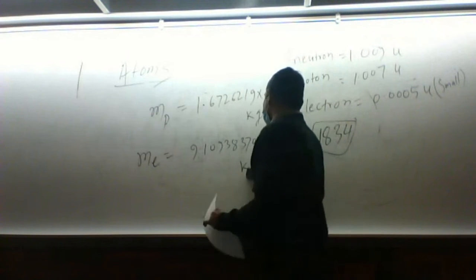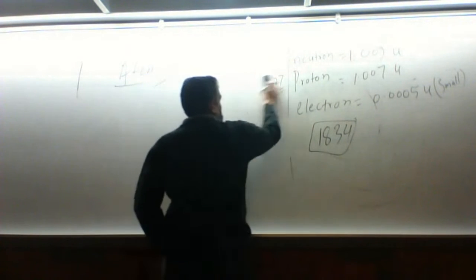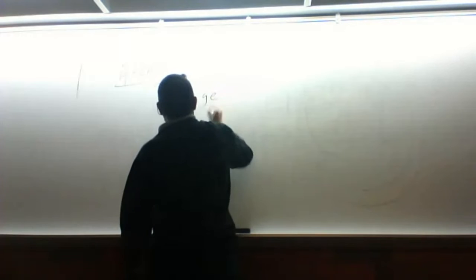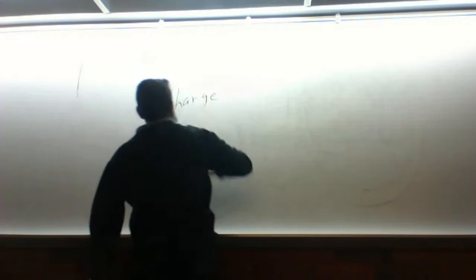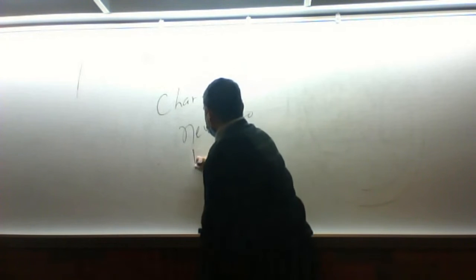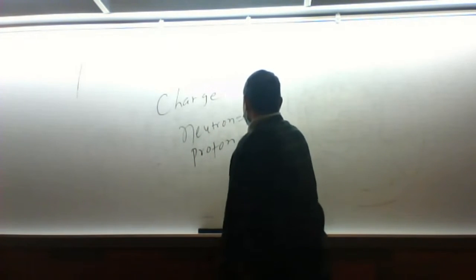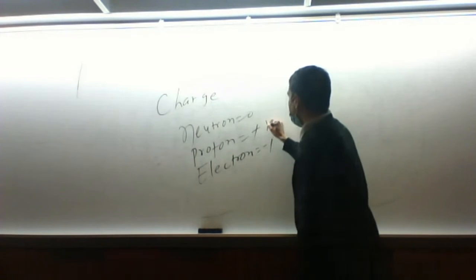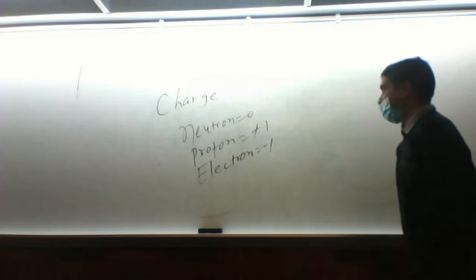Now we talk about the charge. I already talked about the charge. Charge in neutron is 0. Charge in proton is +1. Charge in electron is -1, right? So this is 0, +1, and -1.